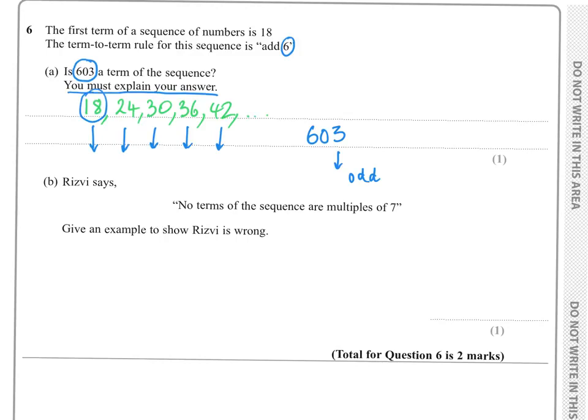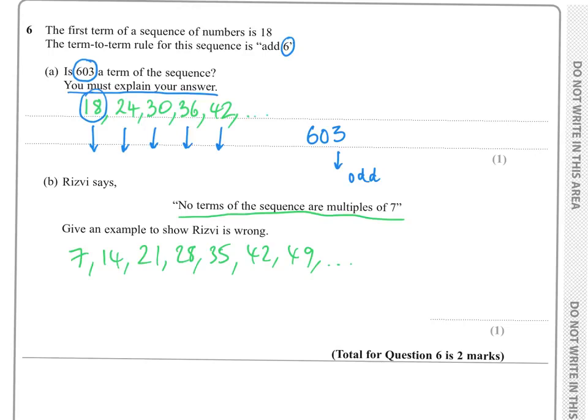Well, apparently someone is saying that no terms of this sequence are multiples of 7. Well, multiples of 7 are the 7 times table. So 7, 14, 21, 28, 35, 42, 49, and so on. And you're allowed to use a calculator here. So if you just started with 7 and just did add 7, add 7, add 7 each time, you could get your times tables done pretty quickly.